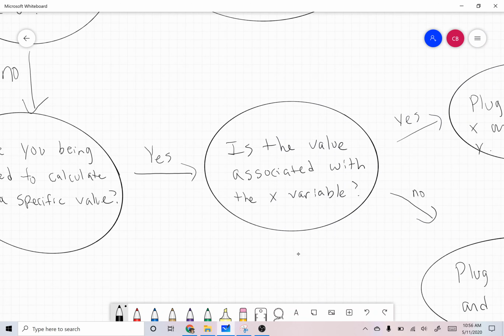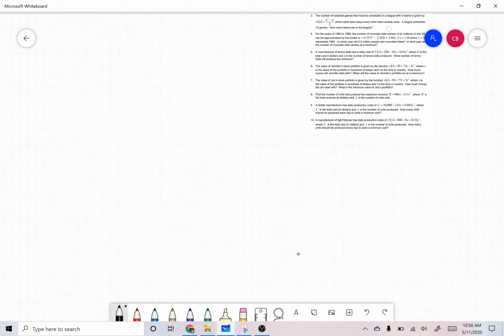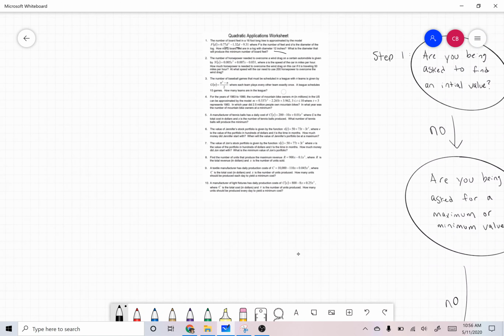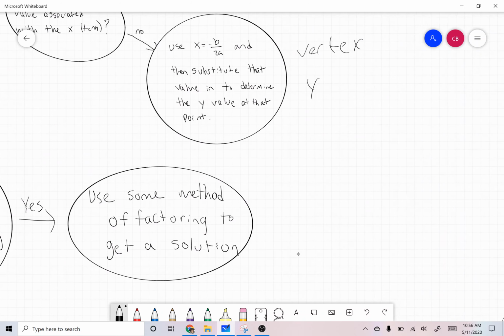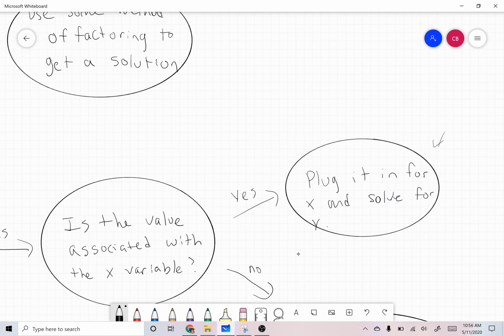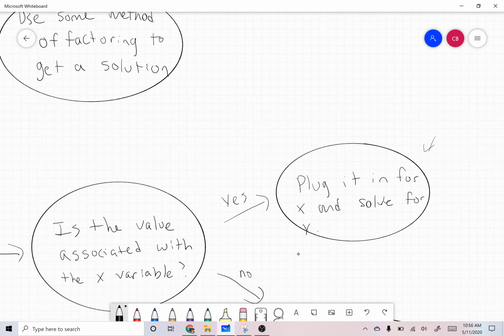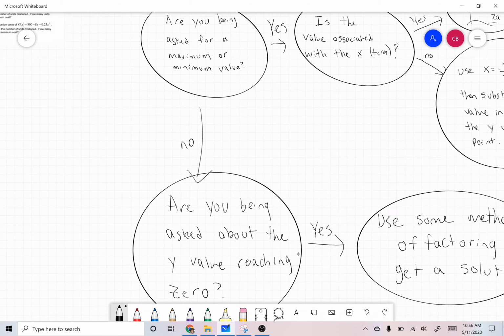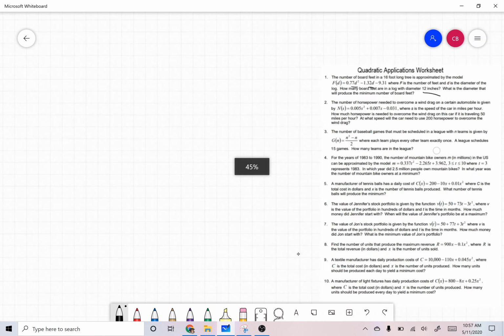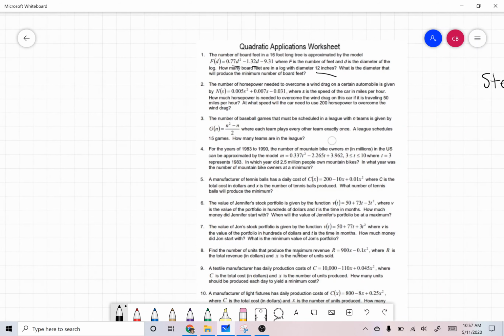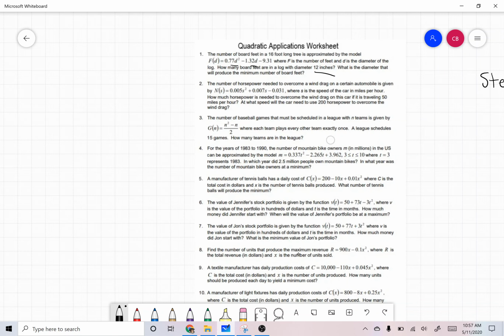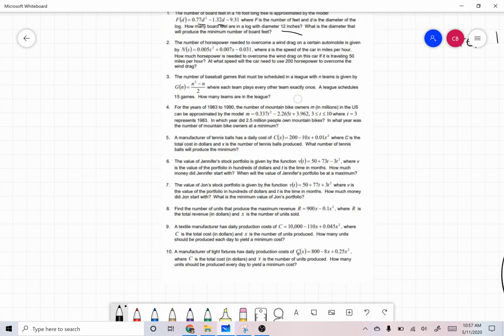Is the value associated with the x variable? Well, since S is the speed and we are given a speed of 50 miles per hour, the answer to that one would be yes. And so plug that in for x and then solve for y. We would do that. And then, at what speed will the car need 200 horsepower to overcome the wind drag?